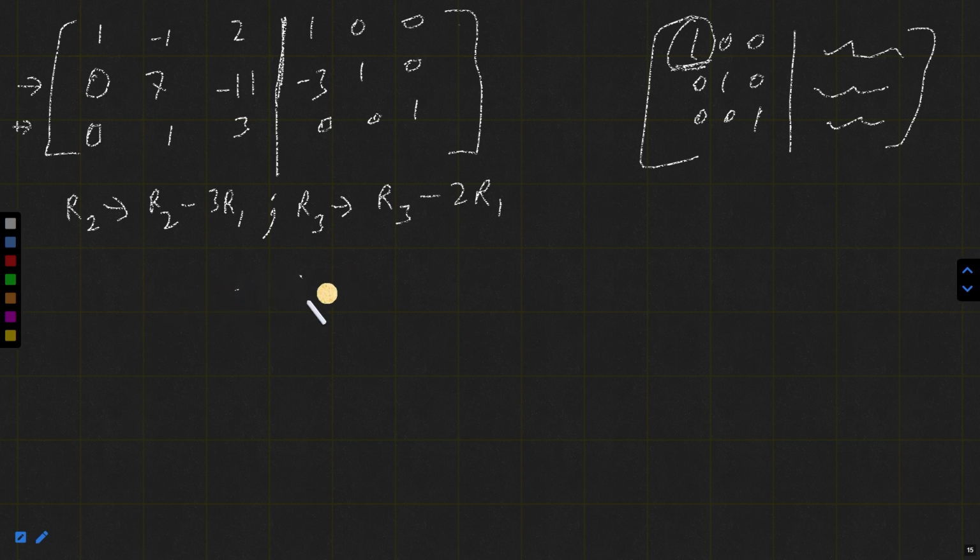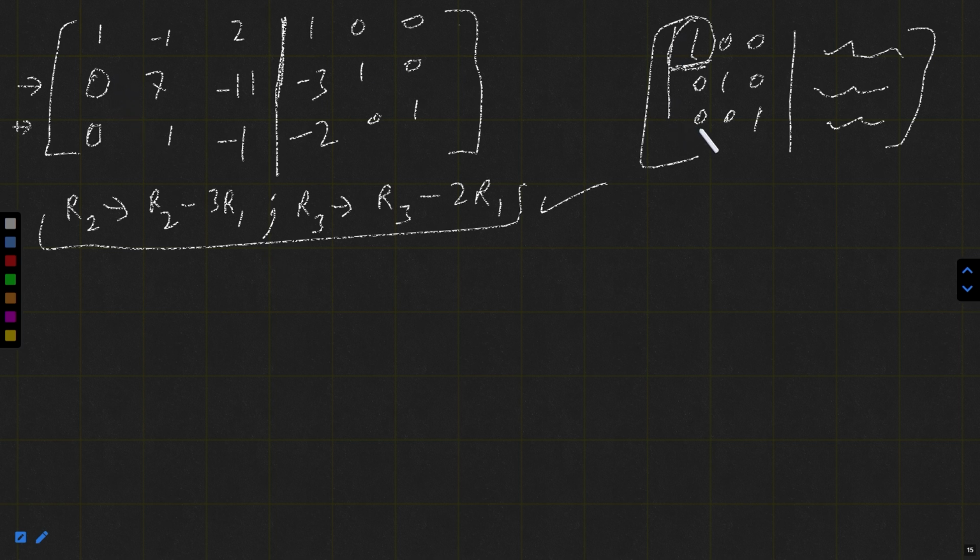So far so good. 3 minus 4, you will have minus 1. Now 0 minus 2 times 1 will be minus 2. Now 0 minus 2 times 0 will give you 0. Now 1 minus 2 times 0 will give you 1. Okay, done. So I have this column.